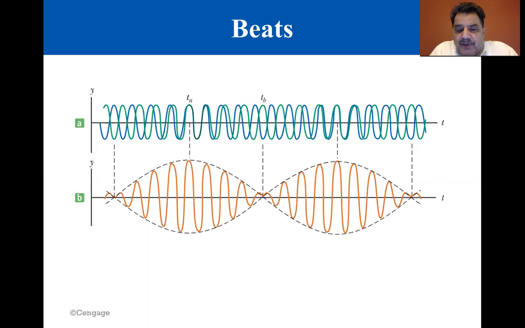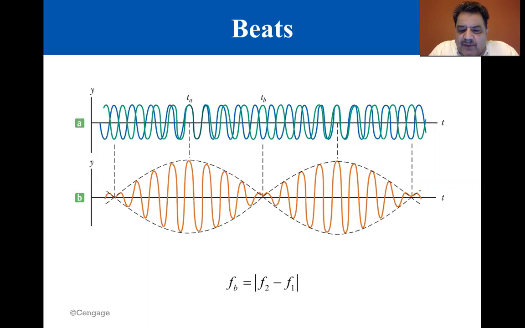The number of beats per second, or the beat frequency, equals the difference in frequency between the two sources, where FB is the beat frequency, and F1 and F2 are the two frequencies. The absolute value is used because the beat frequency is a positive quantity.